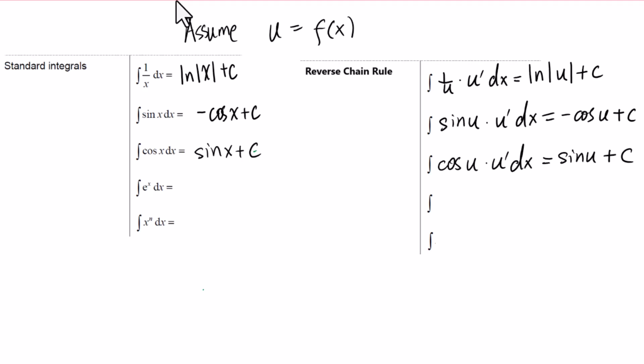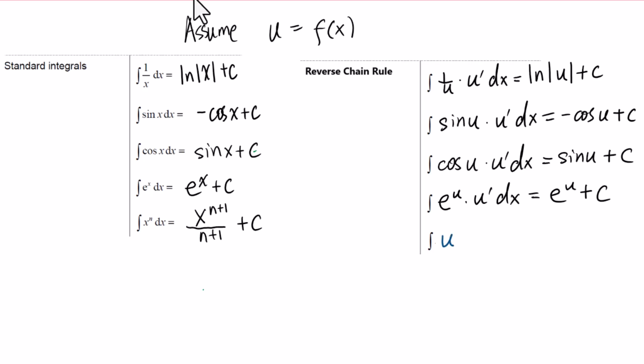Standard integral, the integral of e to the power of x dx equals e to the power of x plus c. For reverse chain rule, the integral of e to the u power times u prime dx equals e to the u power plus c. Standard integral, the integral of x to the nth power dx equals x to the power of n plus 1 over n plus 1 plus c. For reverse chain rule, the integral of u to the nth power times u prime dx equals u to the power of n plus 1 over n plus 1 plus c.